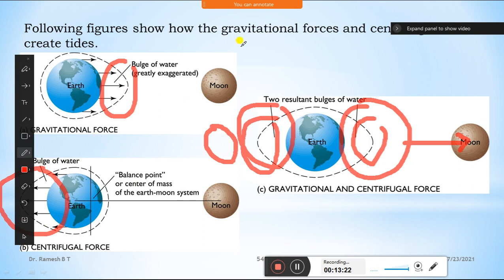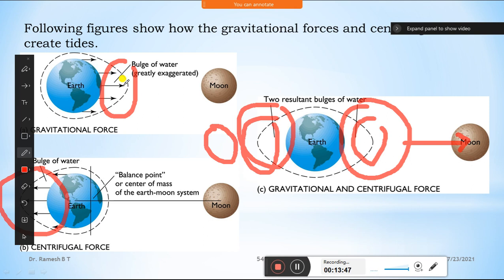When it causes the higher water level, we call it a spring tide. The reason for the spring tide is the gravitational force of the moon. The gravitational force of the moon causes this bulge in the water. That is what a spring tide is, or it is also called a high tide.